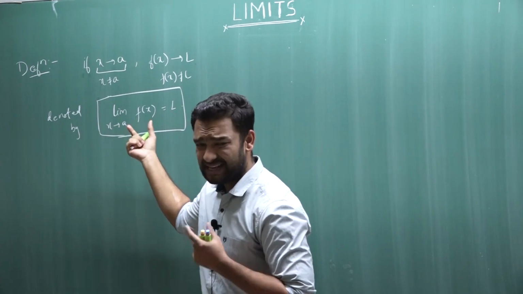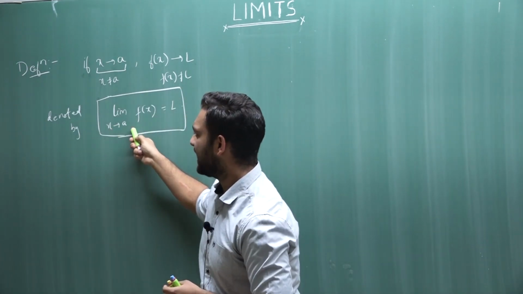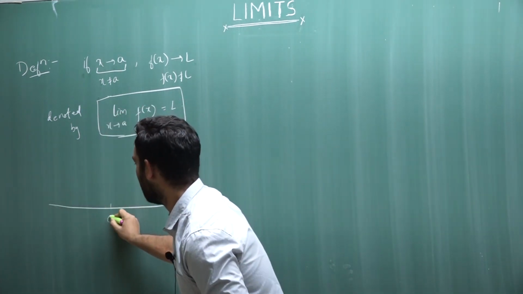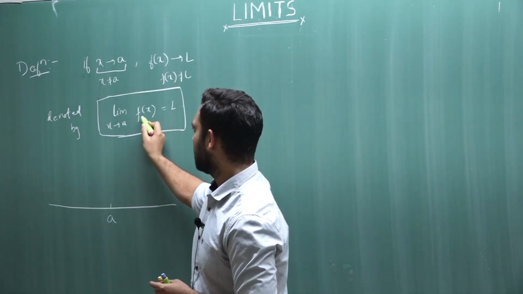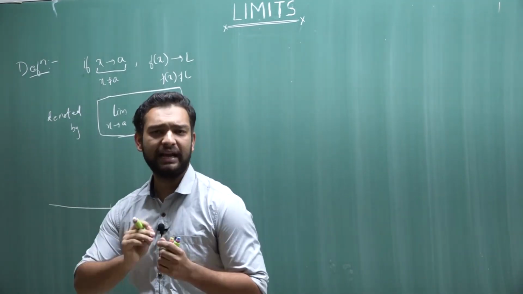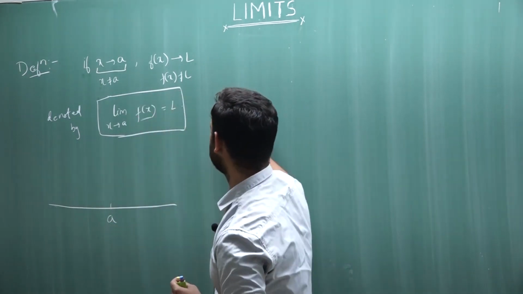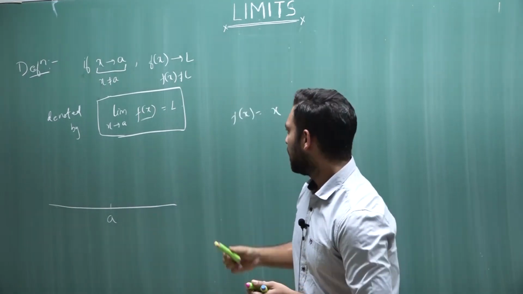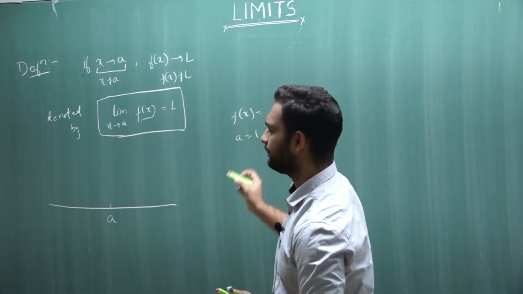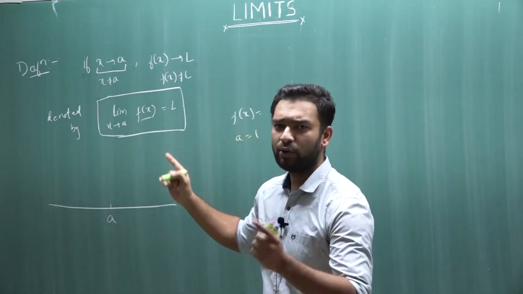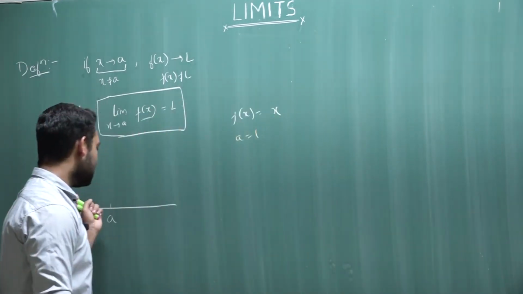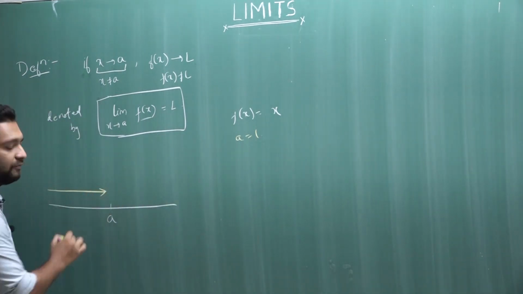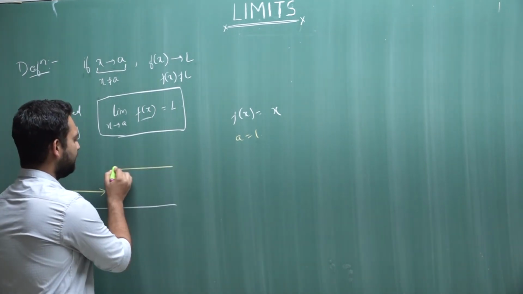Okay. Now what does this really mean? It means that when your value of x is tending to a, let's say this is your a on the number line, the value of function f of x is tending to L. Okay, let's start with a basic example. Let's say your f of x is, let's say, x. Now a we are taking as 1. If we take a as 1, now x is tending to a. Now your x can tend to a either from the left hand side or from the right hand side, right? We can tend to a either from this side or from this side.